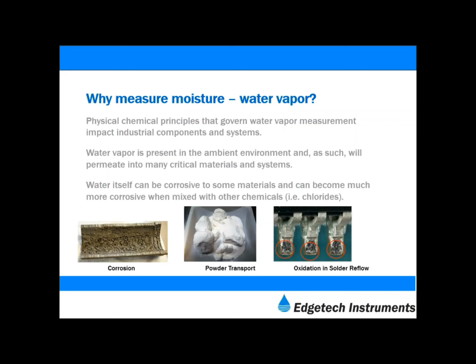So why measure moisture or water vapor? Well, because it is so prevalent in our environment, it permeates most processes and materials. So in the manufacturing process, moisture can have a very big impact, and usually a negative impact. So there's usually the need for drying of the water vapor out of the product in order to produce the product you're looking for with its physical properties that are acceptable.